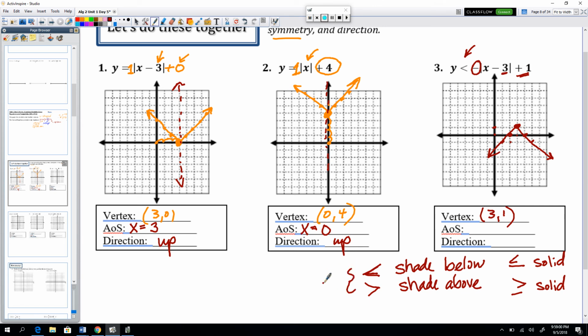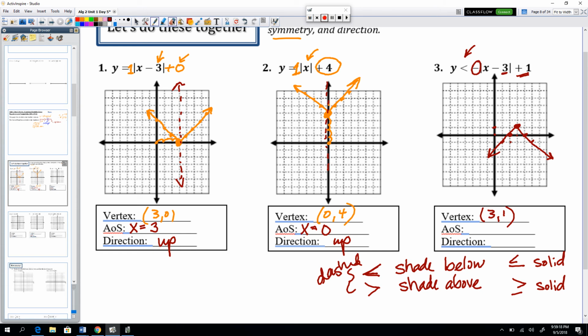Okay, so these guys are dashed lines, because remember, you don't have the bar underneath. Hopefully you remember this from Algebra 1. So let's go back up and see the scenario that we have in problem 3. Problem 3 is less than but not equal to.